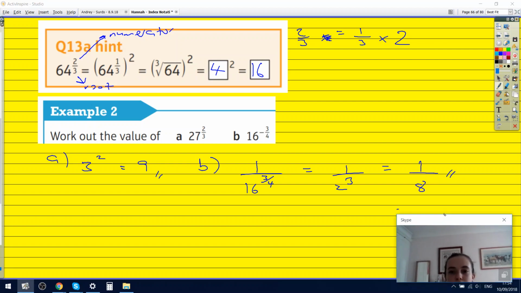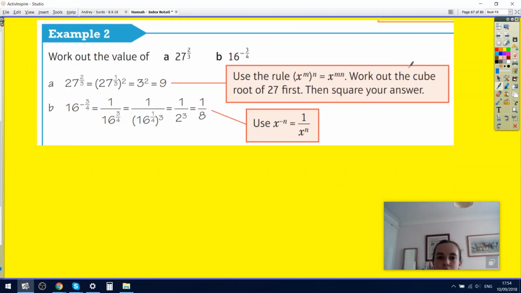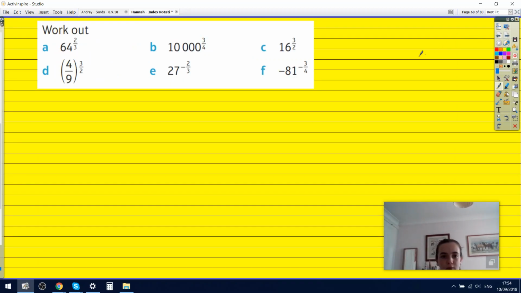Well done. So, it's a good order to do them: the minus, the root, and the power. And rooting and powering are inverse of each other, so it doesn't matter what order you do them in. It's just that rooting makes the number smaller. Now, you did it already.